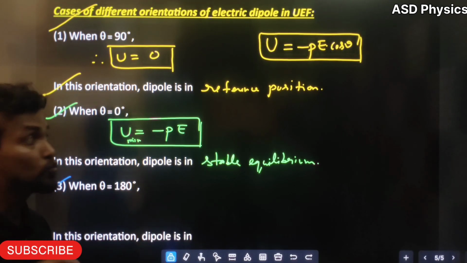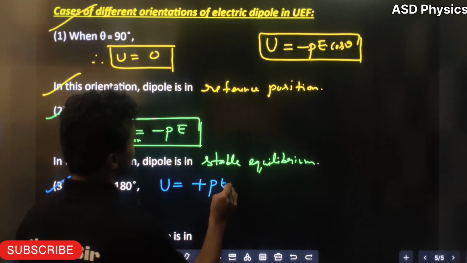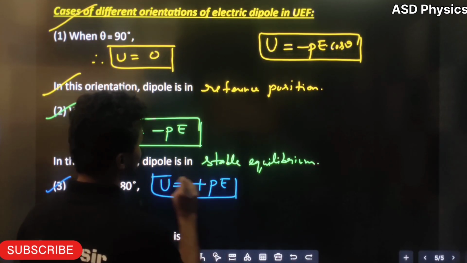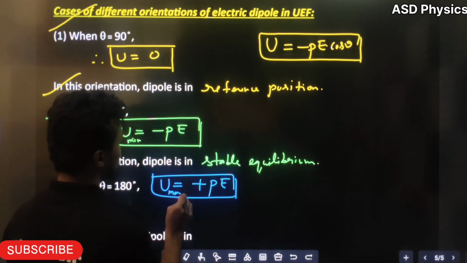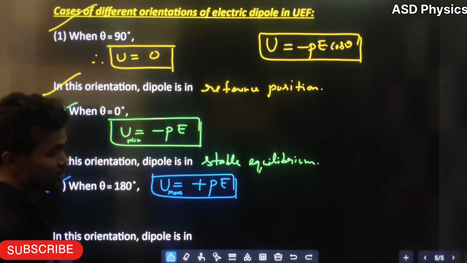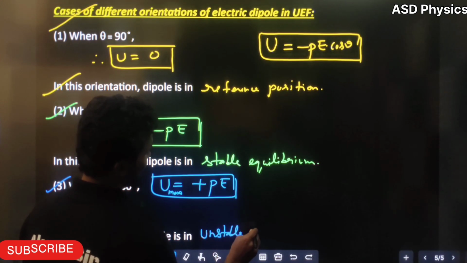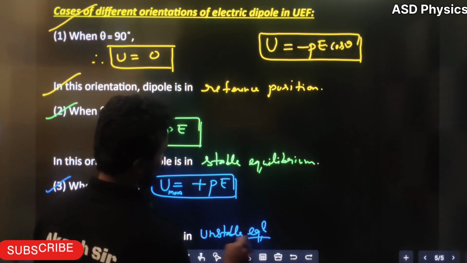Next one, students. When theta equals 180 degrees, cos 180 is minus 1, so U will come plus Pe. And here U is maximum, force is 0, potential energy is maximum. So in this orientation, the dipole is in which equilibrium? The dipole is in unstable equilibrium.